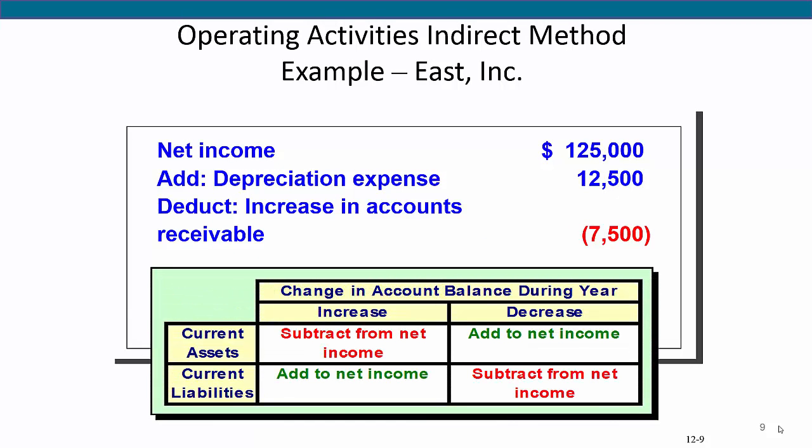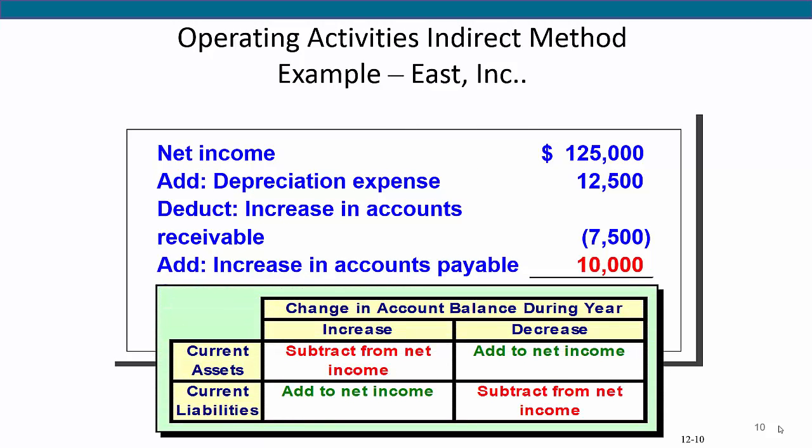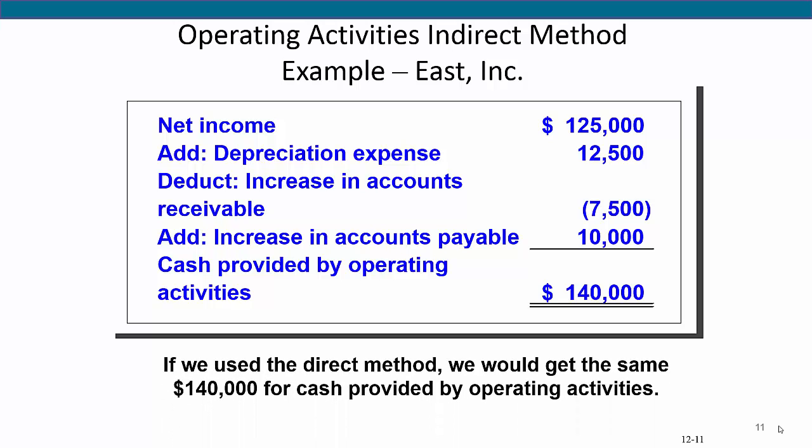Next, use the table we looked at previously and determine whether to add or subtract the change in non-cash current assets and current liabilities. Since accounts receivable, a current asset, increased, the change needs to be subtracted from net income in the amount of $7,500. Since accounts payable, a current liability, increased, the change needs to be added to net income in the amount of $10,000. Now, as we can see, East Incorporated's cash provided from operating activities is $140,000. Notice that if we used the direct method, we would use a different format, but we'd get the same answer.